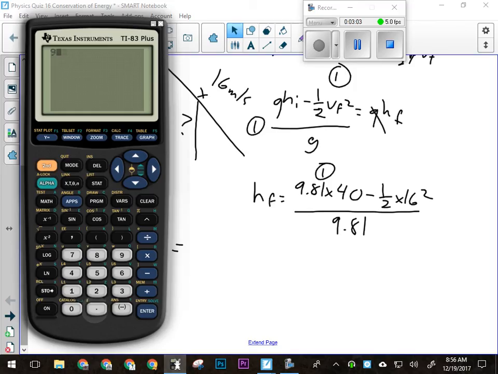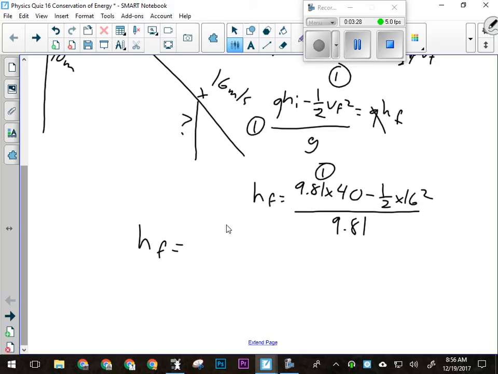So we'll have 9.81 times 40 minus 1/2 times 16 squared, which would be 30. Then we're going to divide that by 9.81. So we've got a height of 26.95 meters. That is out of 6. So give them a mark out of 6.